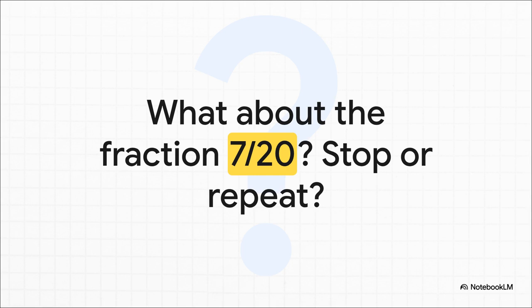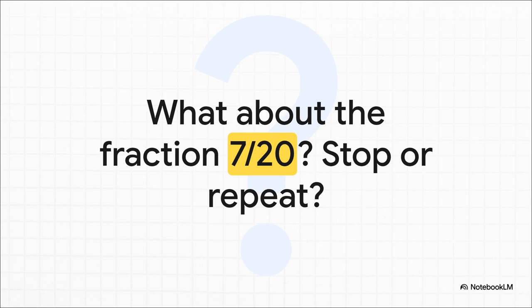Step 1. Can we simplify 7 over 20? Nope, it's already as simple as it gets. Great. Step 2. Look at the denominator, which is 20. Let's break it down. Well, 20 is 2 times 10, and 10 is 2 times 5. So the building blocks are 2, 2, and 5.